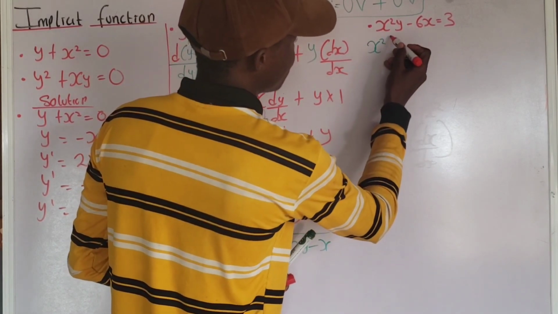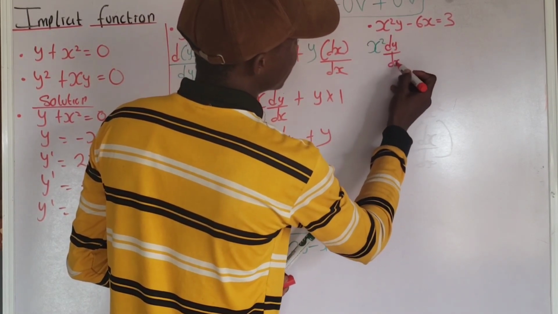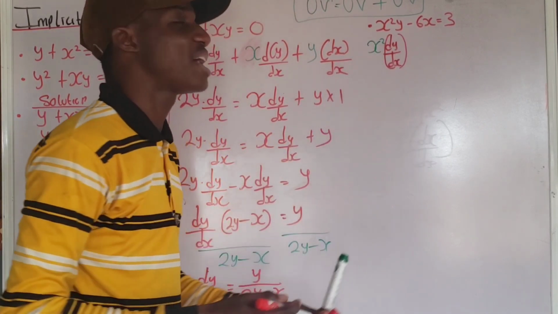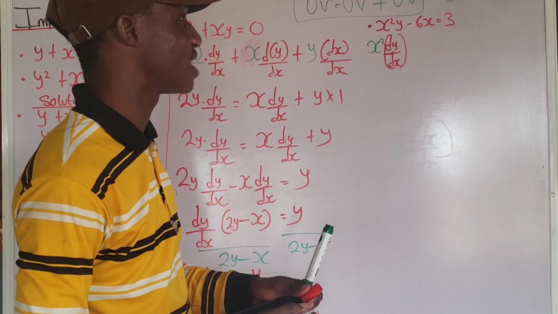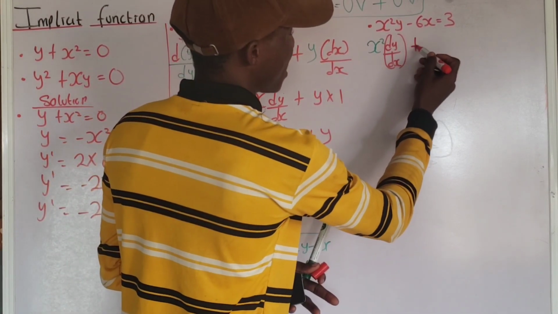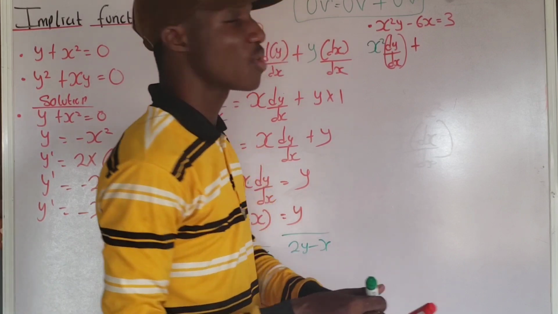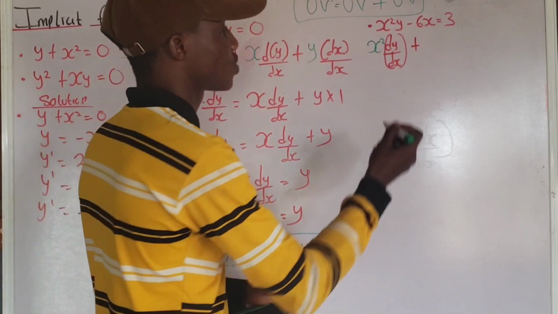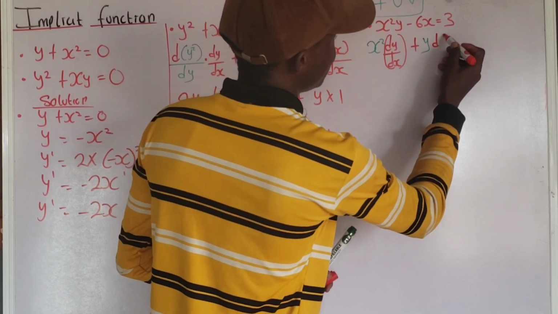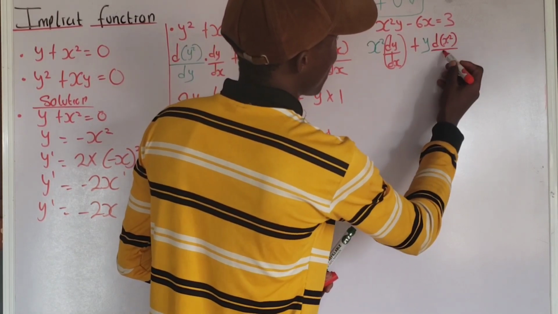dy all over dx. The reason why we have this is because we are differentiating with respect to x. Now, because we are using the product rule, we are going to have an addition sign, plus. Now, we are going to keep y constant. So I'm going to have plus y multiplied by d(x squared) all over dx.